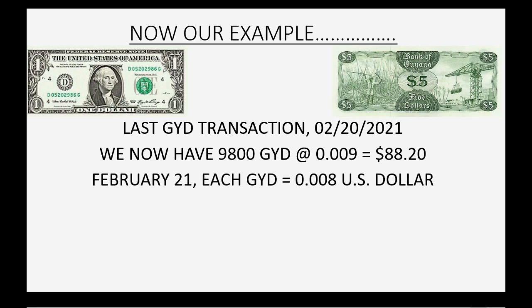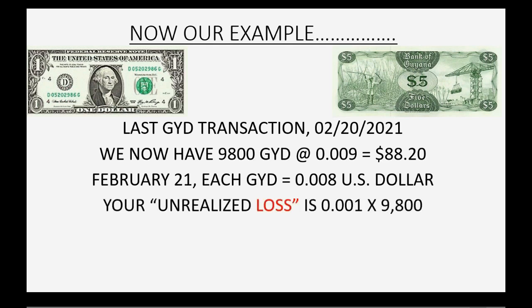Let's imagine the next day, February 21, each Guyana dollar suddenly is only worth 0.008 US dollars. Your unrealized loss would be just the difference, which is 0.001, the difference in the unit value, times the 9,800 that you actually have. Therefore, your unrealized loss on February 21 is $9.80. So if you ran financial statements, you would have to include that unrealized loss if this were the date you needed to report your financial statements.